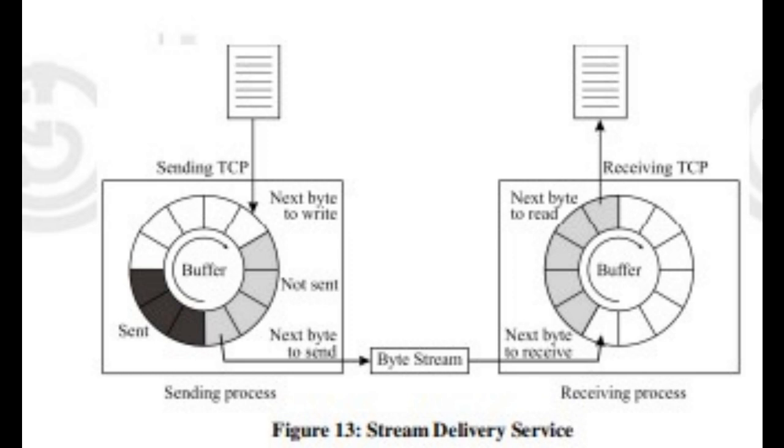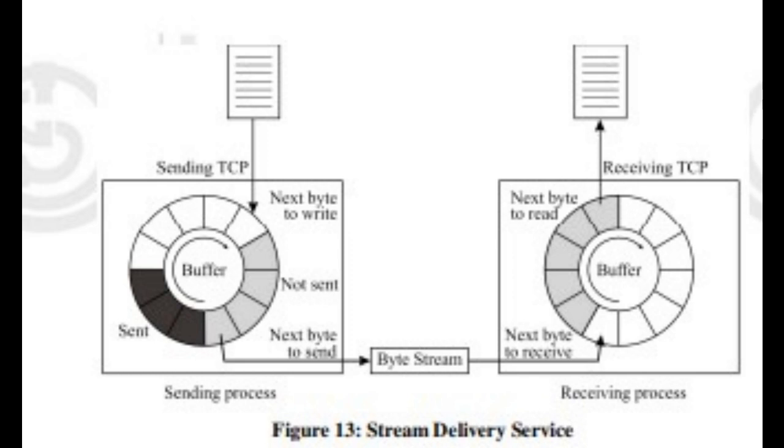The gray section contains bytes that have been sent but not acknowledged. They are kept in the buffer until the ACK is received. The black area contains the bytes to be sent by the sending TCP.